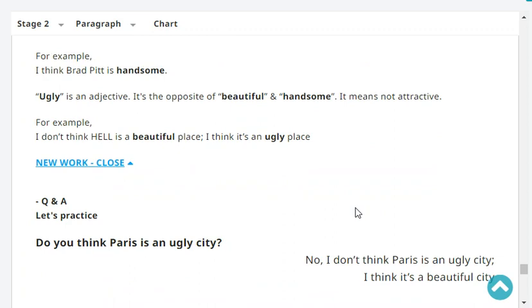Ugly is an adjective. It's the opposite of beautiful and handsome. It means not attractive. For example, I don't think hell is a beautiful place. I think it's an ugly place.